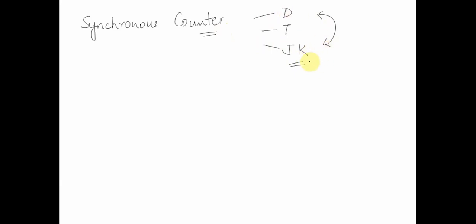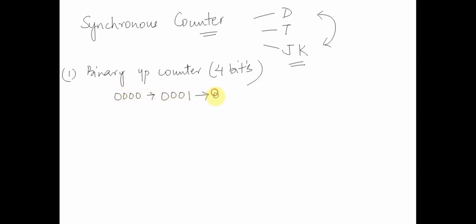But state tables for J and K flip-flop are complex because we have to drive flip-flop inputs based upon next state and present state looking at the excitation table, right? And whenever we talk about a synchronous counter, let's do one simple thing. Let's try to design a binary up counter, which is 4 bits. Basically, it will mean we will have 16 states from 0000 to 0001 to 0010, and so on till 1111, and post this we will get back to our original state, which is 0000, right?